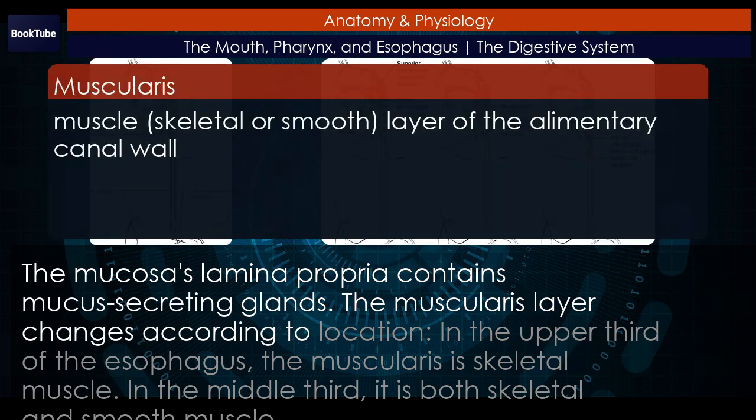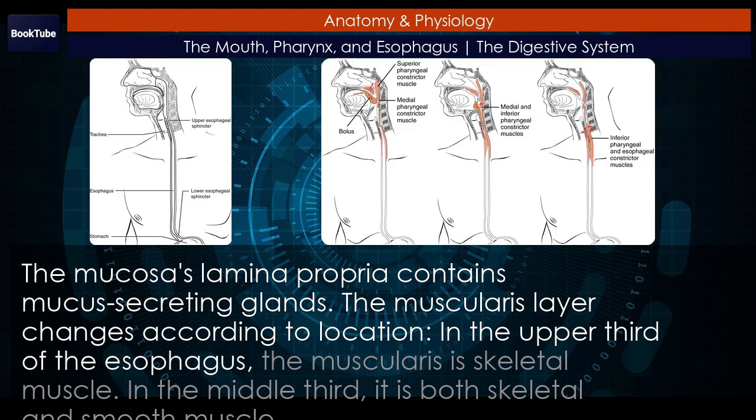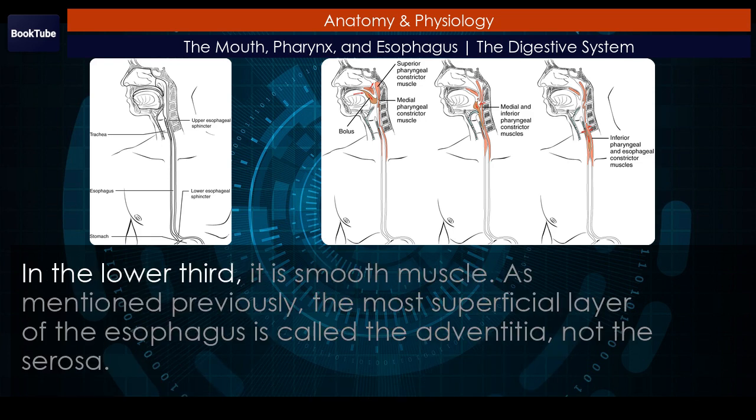The muscularis layer changes according to location. In the upper third of the esophagus, the muscularis is skeletal muscle. In the middle third, it is both skeletal and smooth muscle. In the lower third, it is smooth muscle.